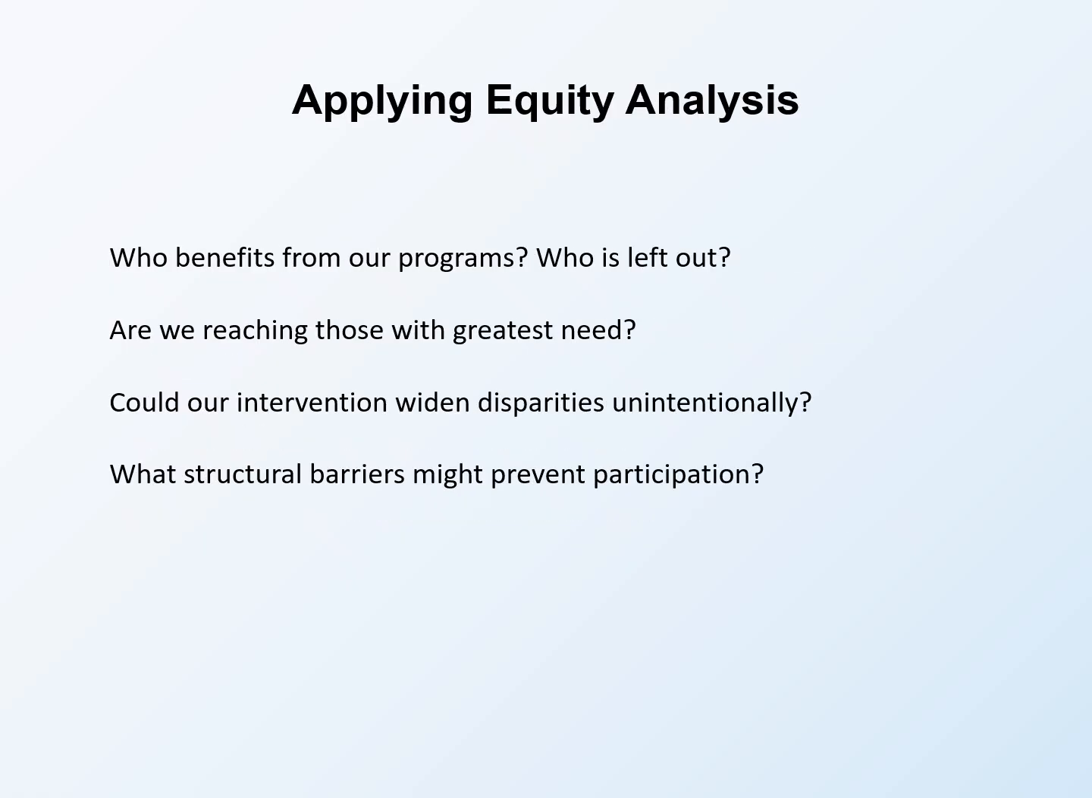So, how do we apply this in practice? We conduct equity analysis at every stage of planning. We ask, who benefits from our programs? Who is left out? Are we reaching those with the greatest need? Or are we primarily serving those who are already advantaged? Could our intervention actually widen disparities unintentionally? This happens more than you'd think. Programs that require internet access, transportation, time off work can exclude the most vulnerable. What structural barriers might prevent participation, and how can we design around them? These questions should be asked early and often, not as an afterthought.